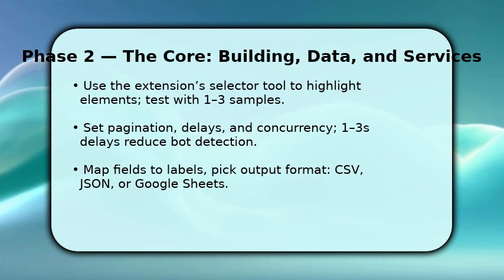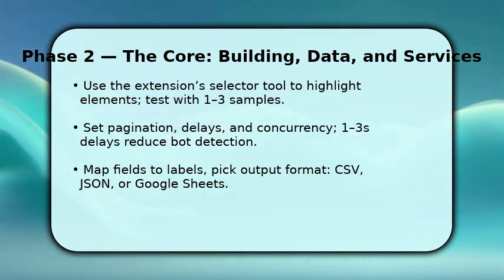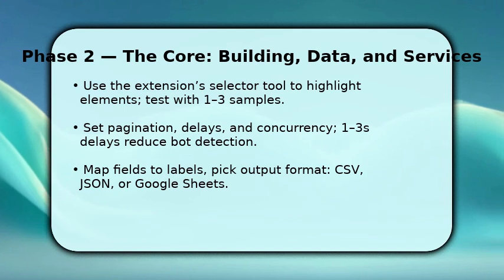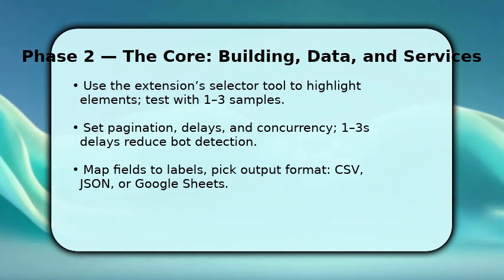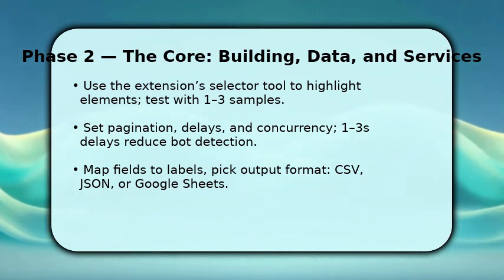Next, configure pagination and timing. Set 1-3-second delays and limited concurrency to mimic human browsing and avoid blocks. Map each extracted field to a clear label and choose your output format: CSV, JSON, or Google Sheets. Once mapped, run a short test crawl to validate the rules and results.